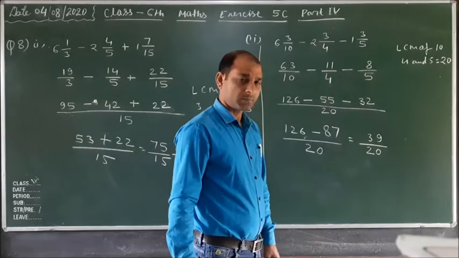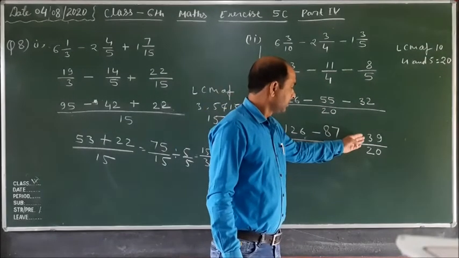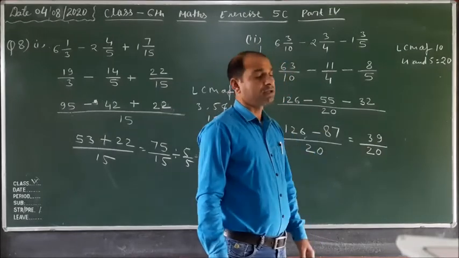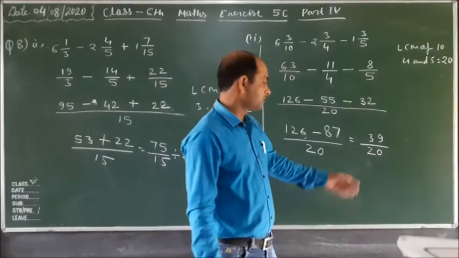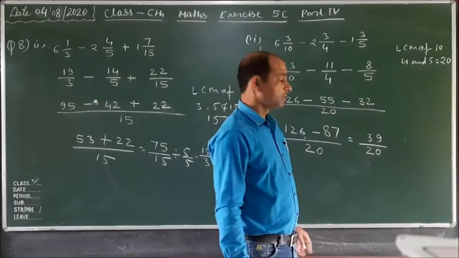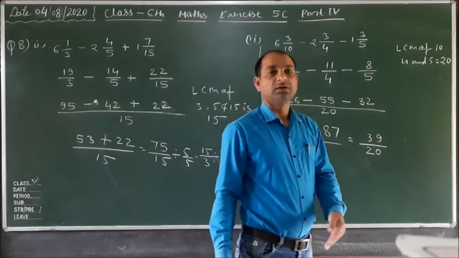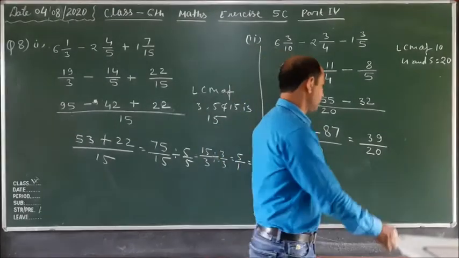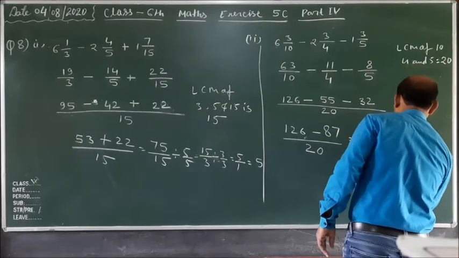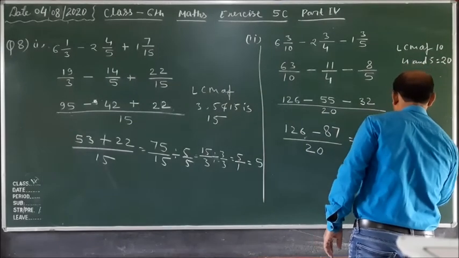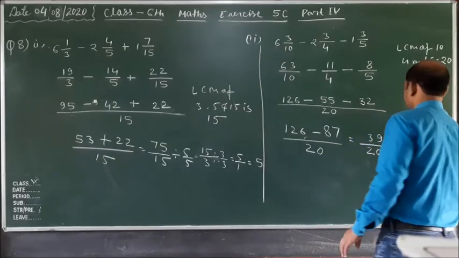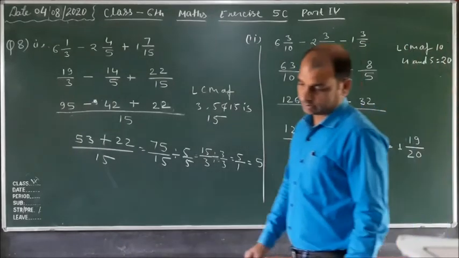20. And this is 39 upon 20, in the lowest term, because these two numbers are not divisible by any same numbers. So we change into the mixed fraction. So equal 21 whole 19 upon 20. This is your answer.